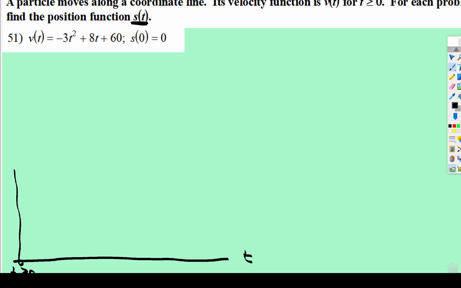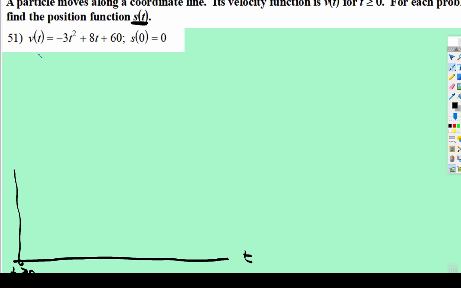Okay, now we have one of the problems where a particle moves along a coordinate line and we're given the velocity. Originally, when we were doing this, we were finding the first derivative of the position function, which is the velocity. Here's the position function. The first derivative is the velocity function, and then speed is the absolute value of whatever the velocity is, and then acceleration is the second derivative.